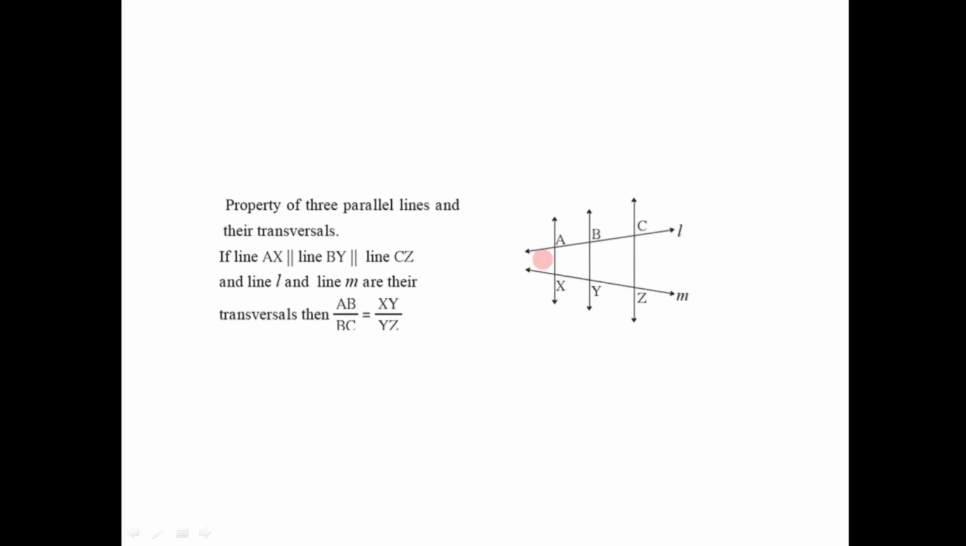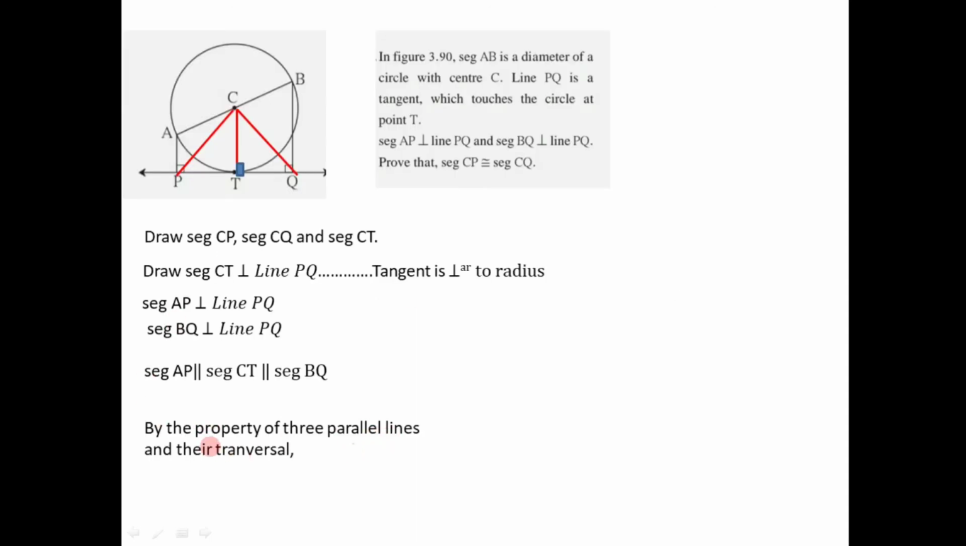So if there are three lines parallel to each other, and two transversals are given, then we have the line segments AB, BC, and line segments XY, YZ. So we have the relation between them as, if we take the ratio of AB and BC, that is AB divided by BC, it must be equal to the ratio of XY and YZ. So we can have AB divided by BC equal to XY divided by YZ. This is the property of three parallel lines and their transversals. We have to use this property to solve the problem, so we can use this property in this diagram.